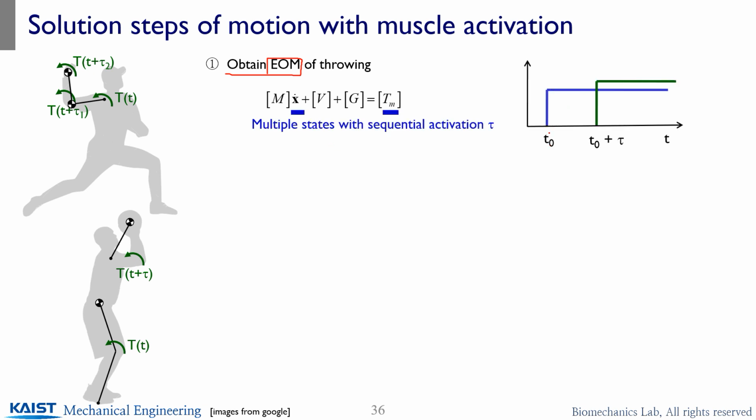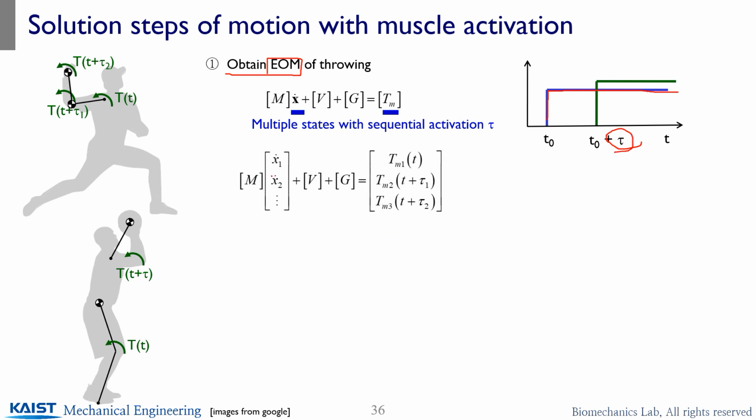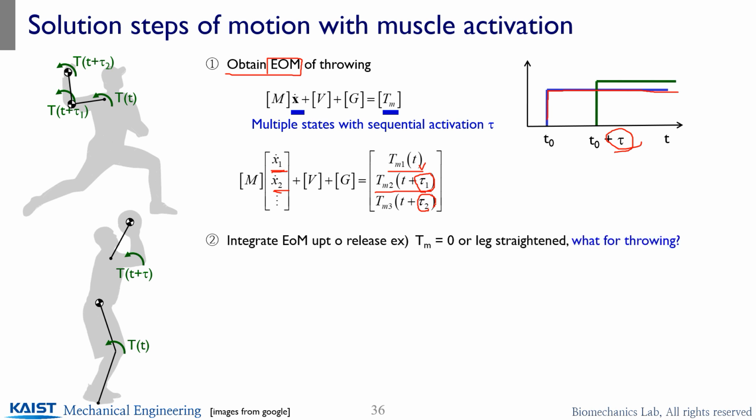So assuming that the first muscle has been activated throughout the motion and the second one is initiated after delta t, we have more variables than the point mass position, state variables like x1 and x2, etc. And the corresponding torques applied at those states are going to be something like tau 1 and tau 2, applied after the time delay, etc.